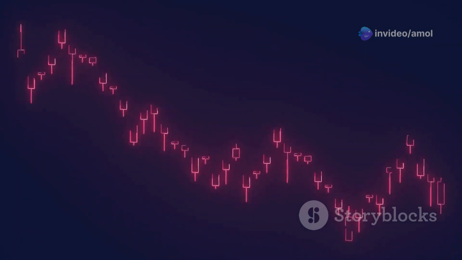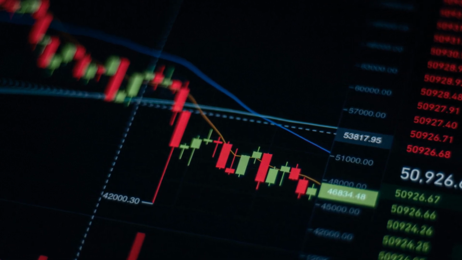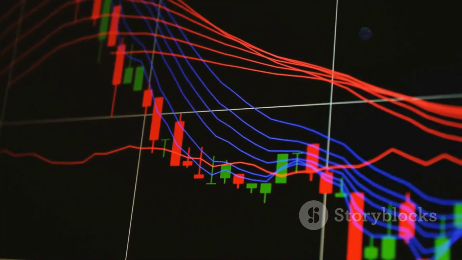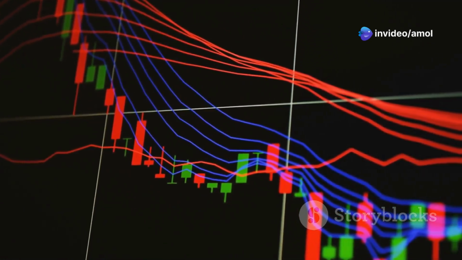One of the most well-known patterns is the head and shoulders pattern. Just like its name suggests, this pattern resembles a head with two shoulders on either side. It typically signals a reversal of an uptrend, meaning the stock's price could be heading downwards.